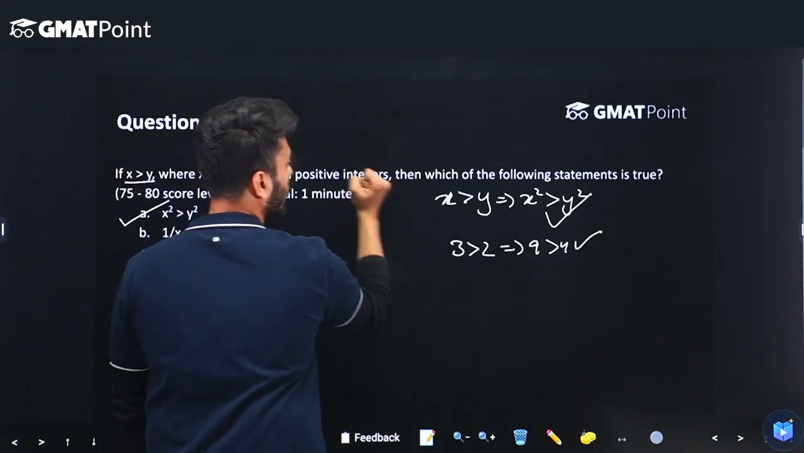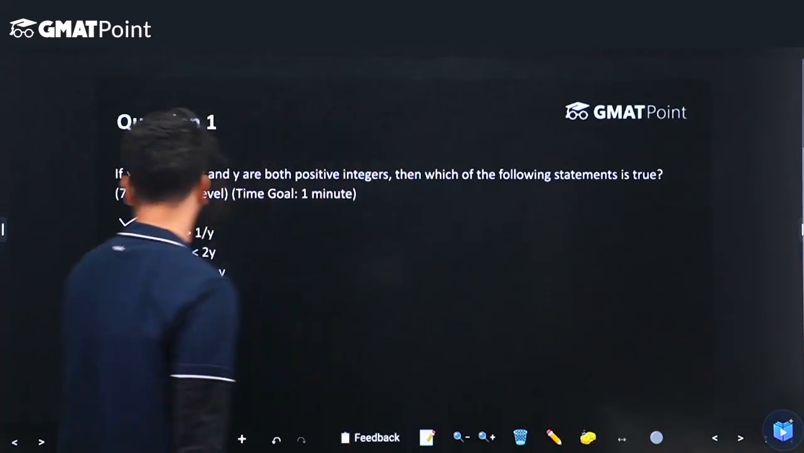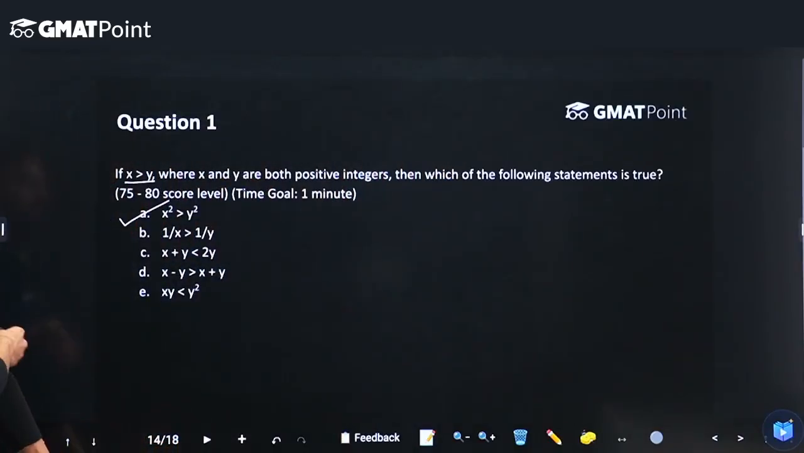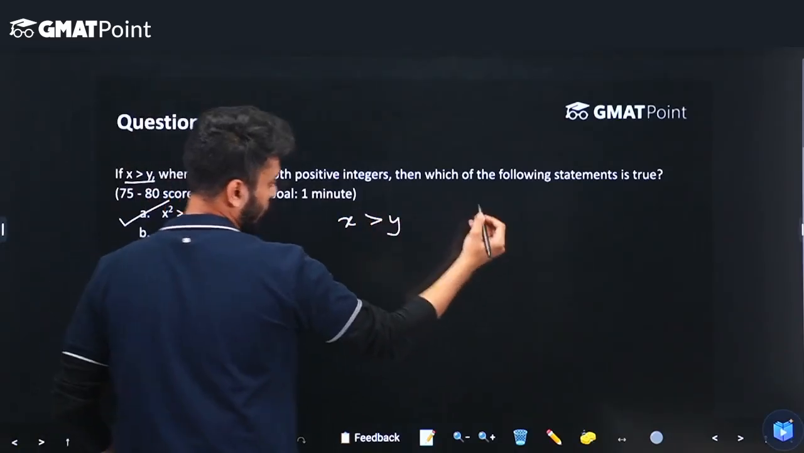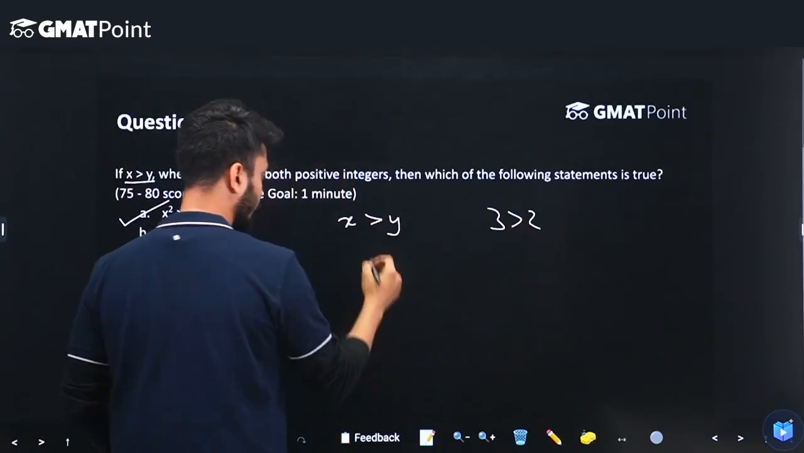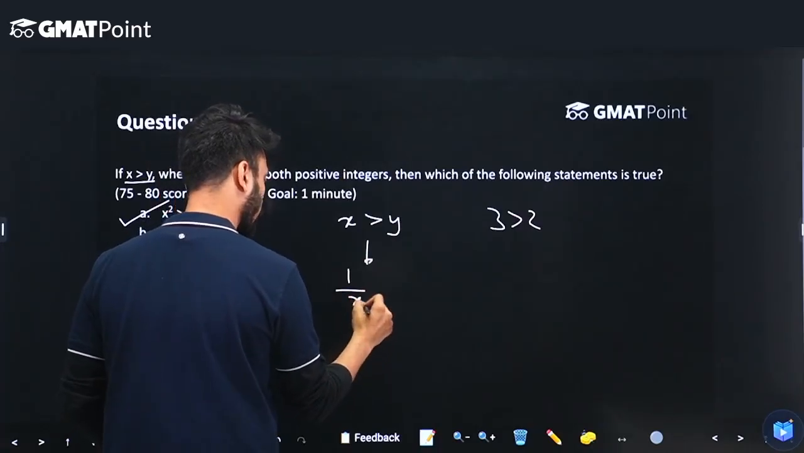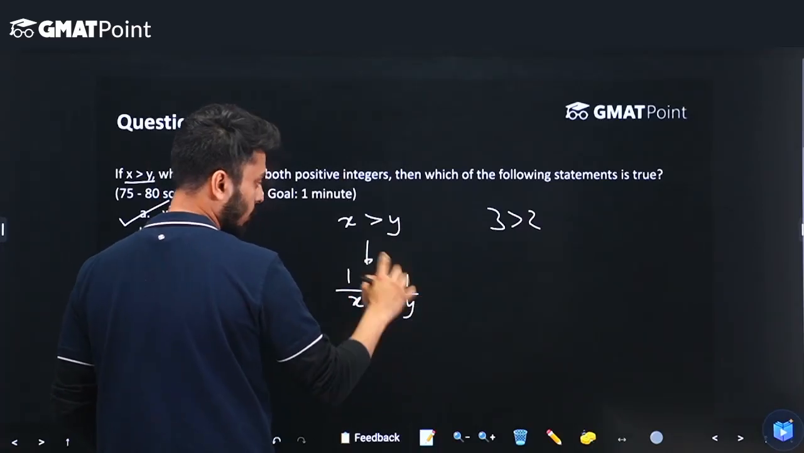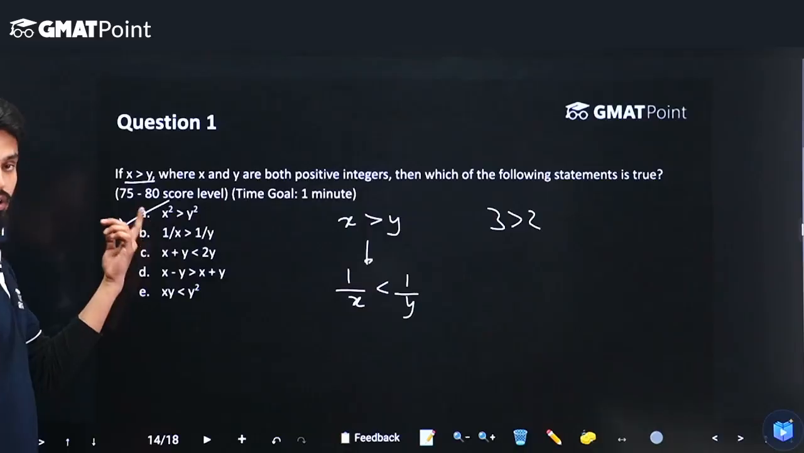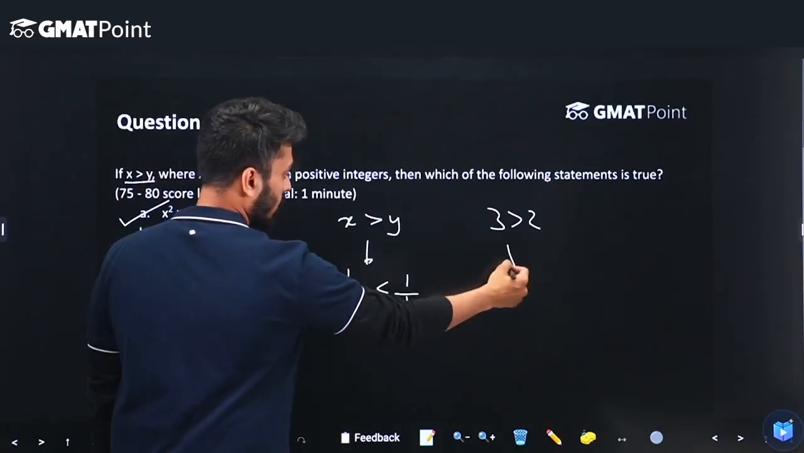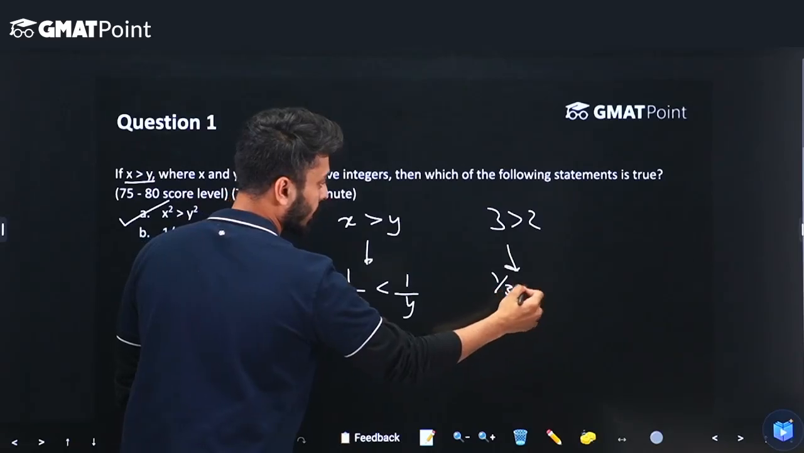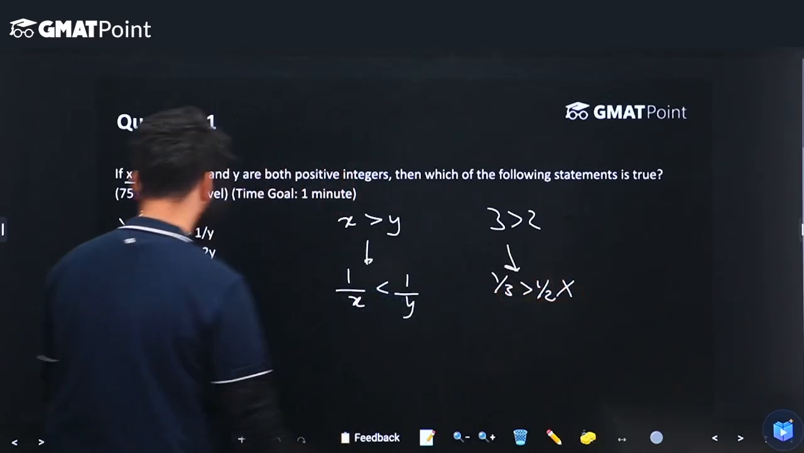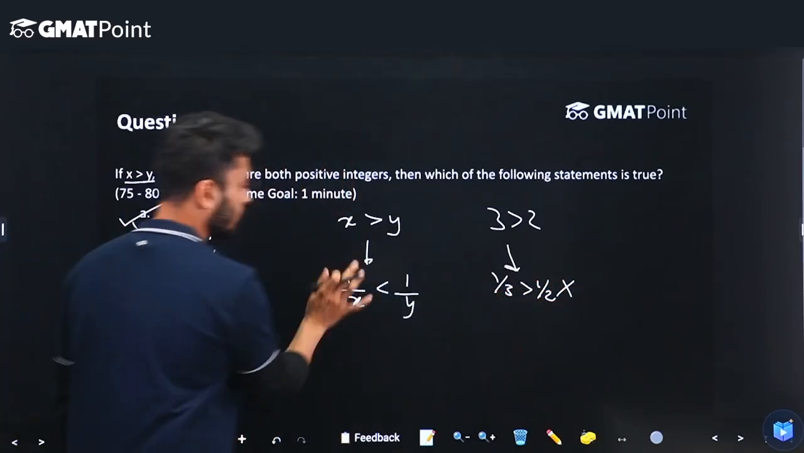But we'll look at the other options anyways. Statement B, 1 by x is greater than 1 by y. This is a clear violation of the reciprocal rule. If we have x greater than y, so for example 3 greater than 2, if I had to take a reciprocal on both sides, I should have flipped the inequality, which they have not done in the option. Again, if I was to listen to option B over here, that would give me 1 by 3 greater than 1 by 2, which is invalid. So we can reject option B.